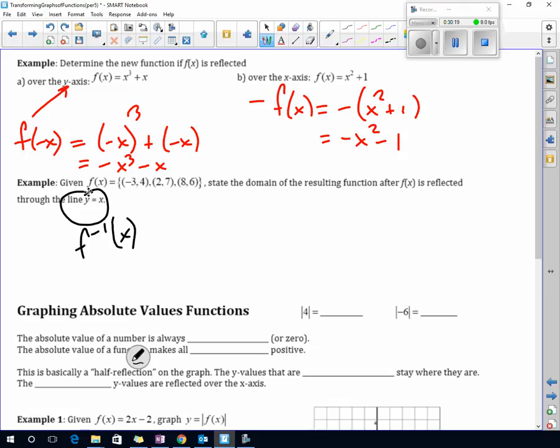They switch spots. So what do you think happens to the domain and range then? They switch. So can anybody tell me the domain of the resulting function after it's been reflected through that line? Anybody? 4, 7, and 6. Very good.